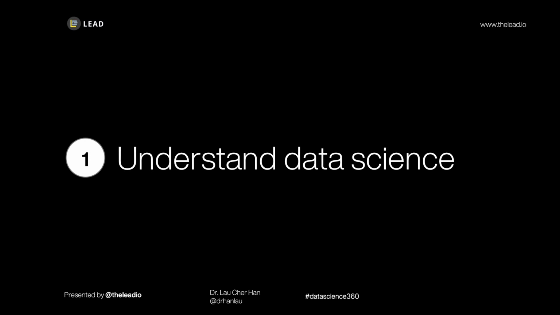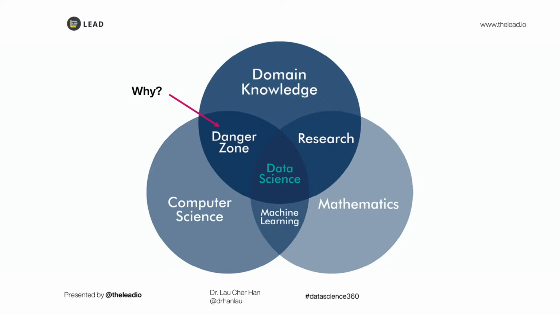So first things first, to understand data science systematically, to understand what makes data science so important and so sexy in a way, is because data science is not a single subject. It's a combination of multiple components together, and that makes it an interesting subject. The three things that are important here, number one, computer science.